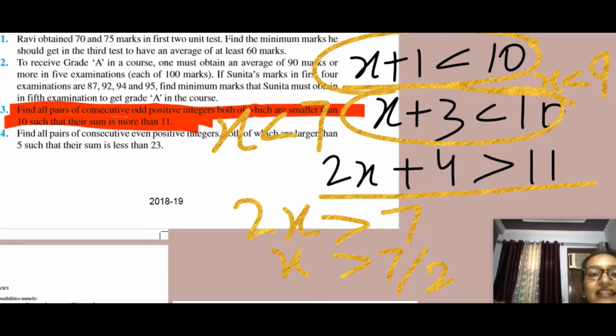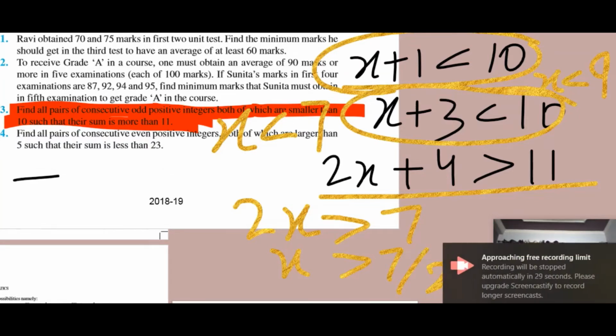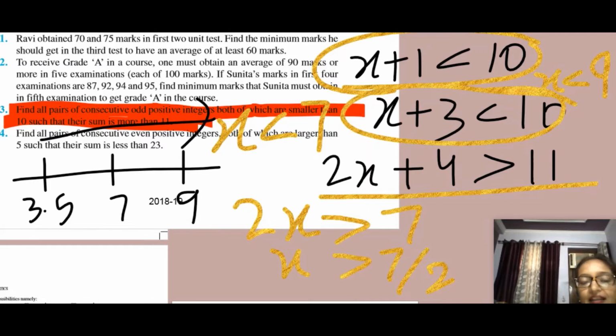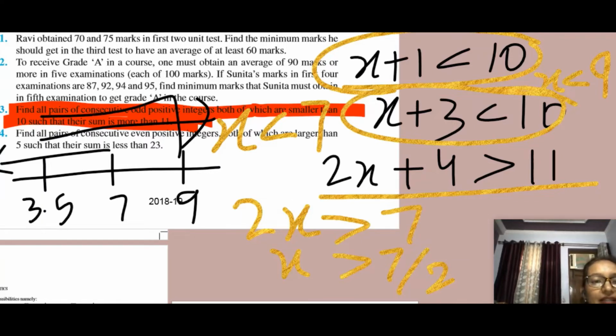We will just draw a number line. Over here, I'll have 3.5 on my number line. I'll arrange it. Then I'll have 7, then I'll have 9, right? So x is greater than 3.5 means it is like this. Then x is smaller than 7, it means it is this. x is smaller than 9, it means it is this way.